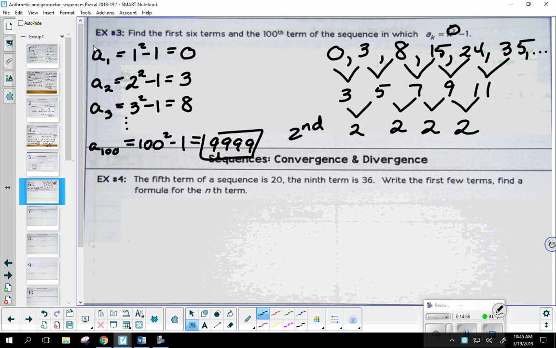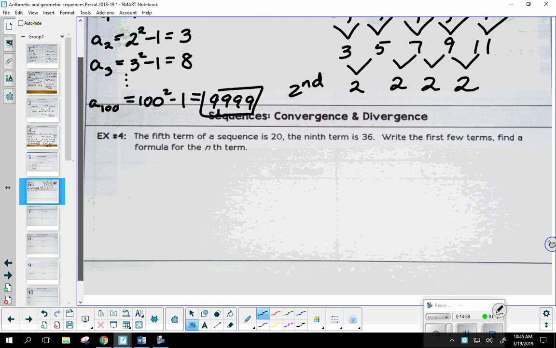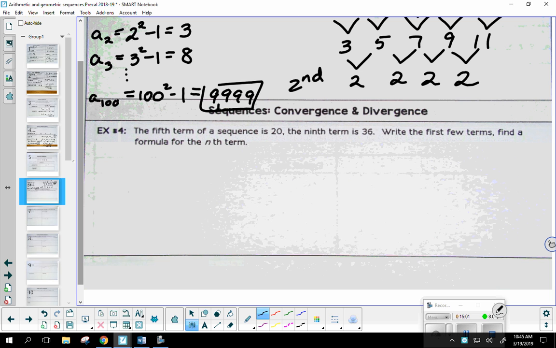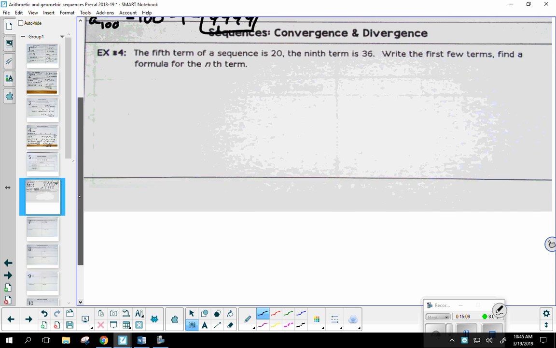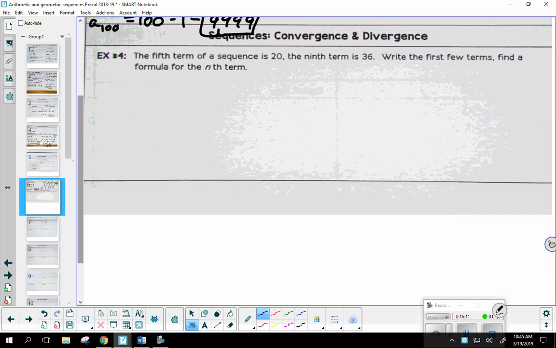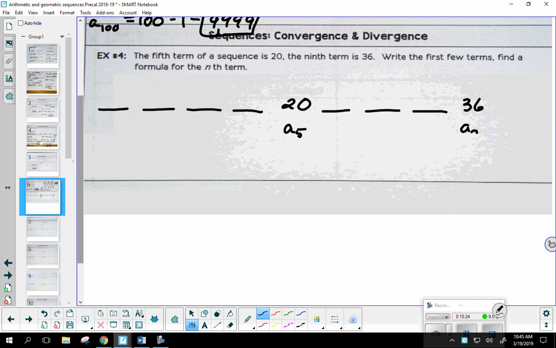All right, here's our last problem. The fifth term of a sequence is 20, and the ninth term is 36. Write the first few terms and then find a formula for the nth term. Okay, so on problems like this, what I like to do is go ahead and kind of map it out. So 1, 2, 3, 4, but I know the fifth is 20. That's a sub 5. And then 6, 7, 8, we know the ninth is 36. Okay, a sub 9. All right.